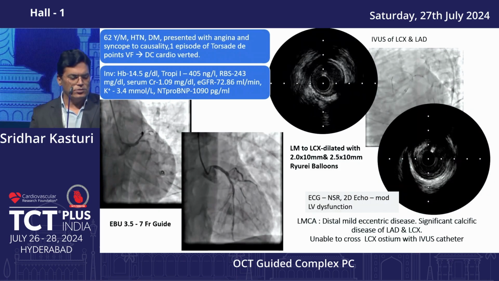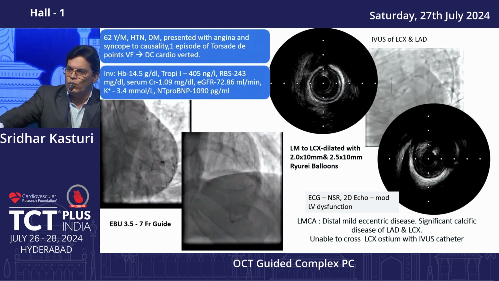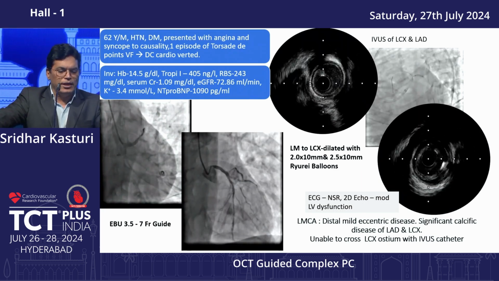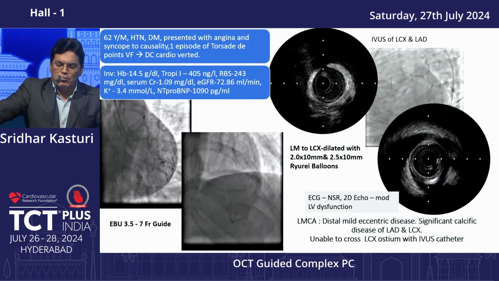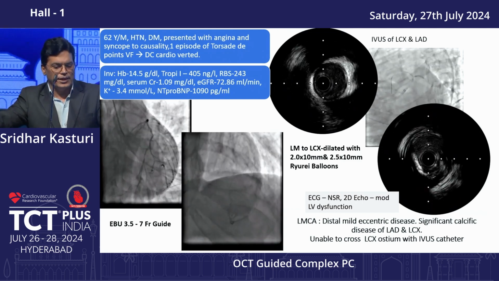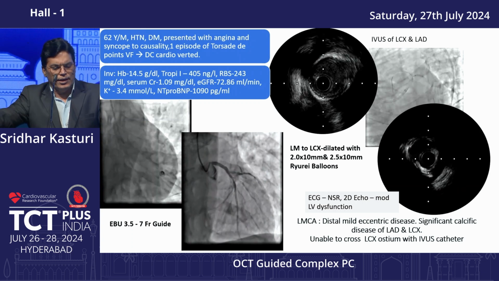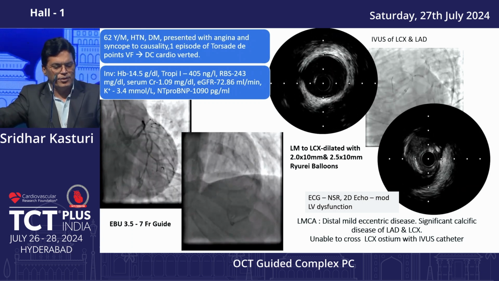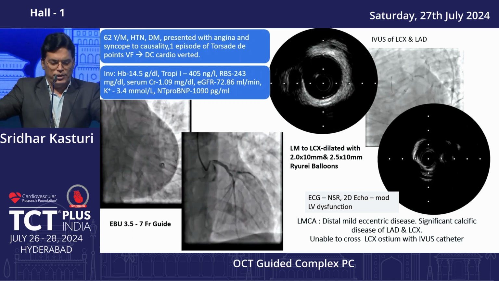Everyone, so I'll go straight away with the cases. The 62-year-old male, hypertensive, diabetic, presented with angina and syncope. One episode of VT/VF and DCL. Troponin is elevated, and even the NT-proBNP is elevated, both.